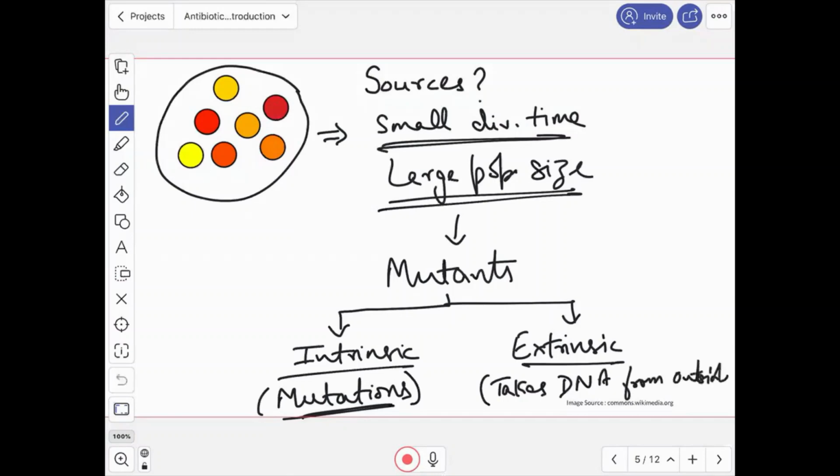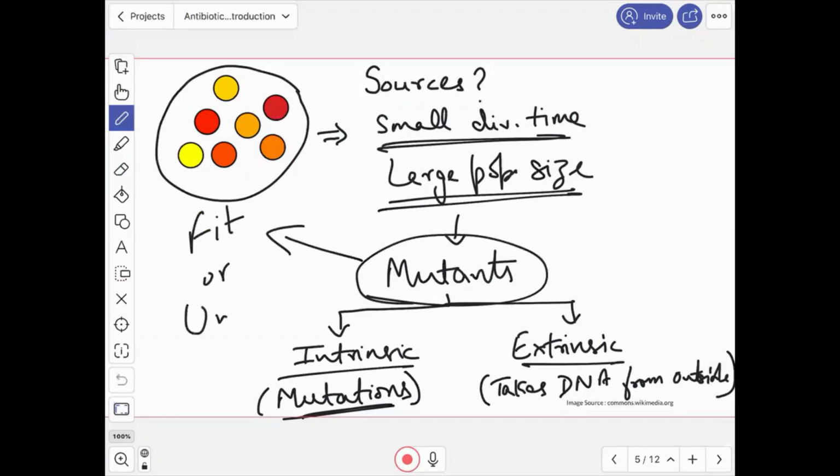Now, these mutants could be either fit to survive in the environment, and therefore they will remain in the population, or these mutants could be unfit to propagate. You can think of an unfit bacteria as, let's say, one with a slower growth rate, or, if we are talking about a bacteria which causes infection, an unfit bacteria in a population could have reduced virulence when compared to other bacteria in the population.